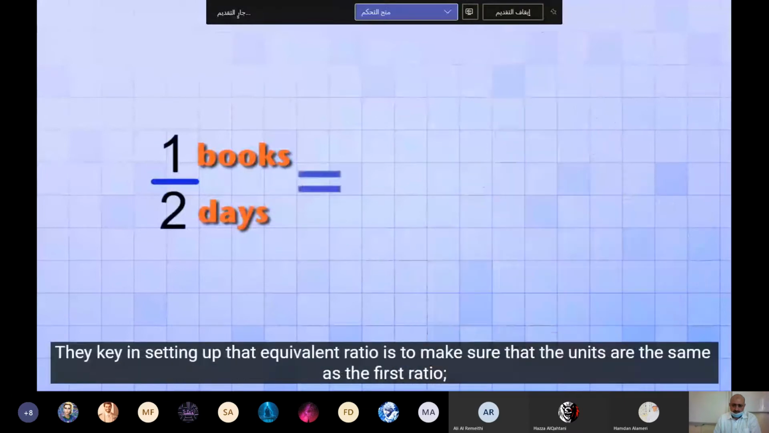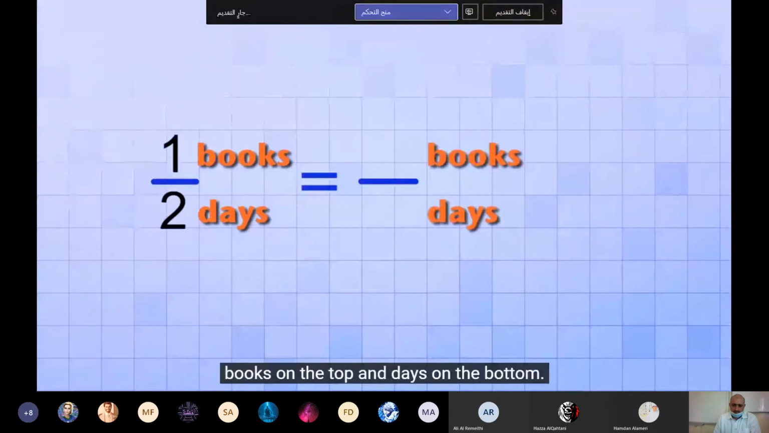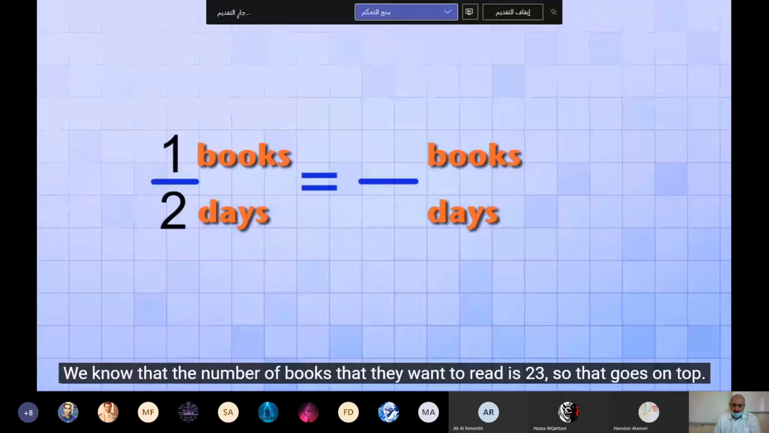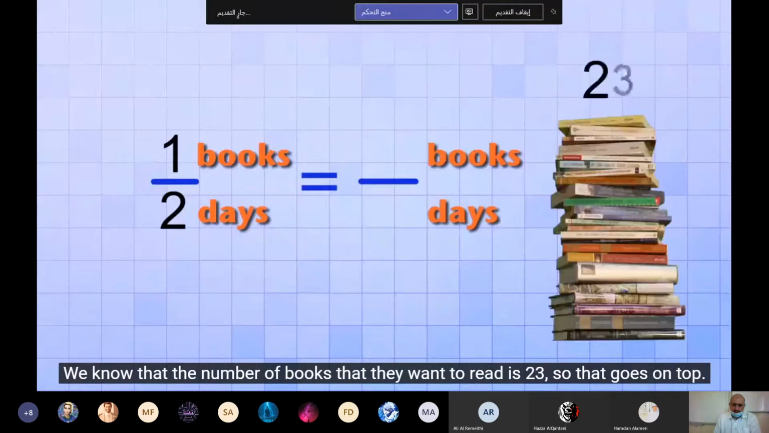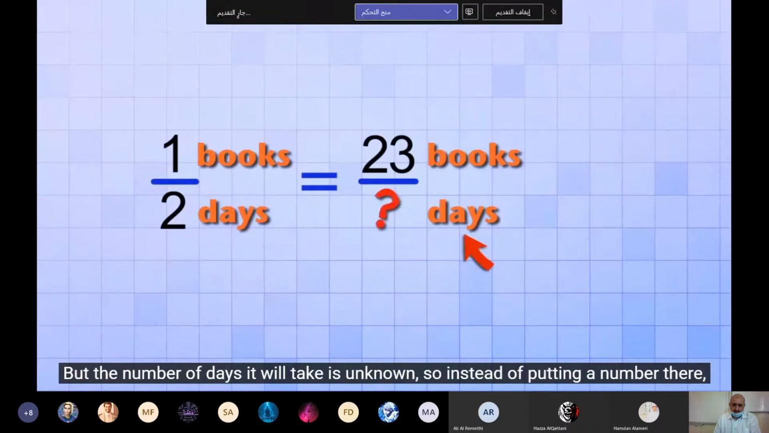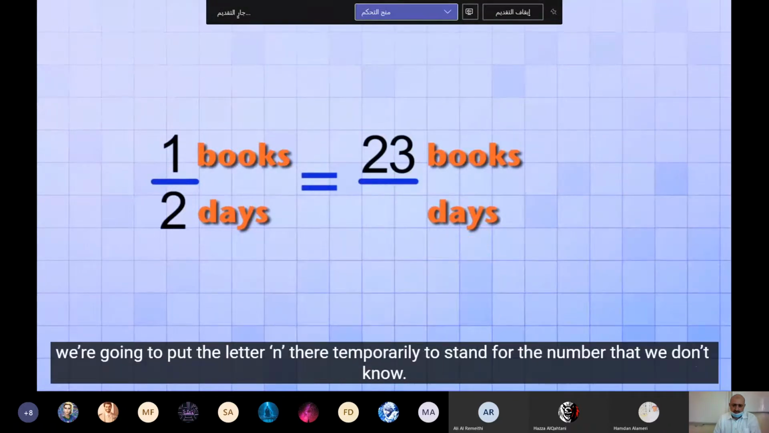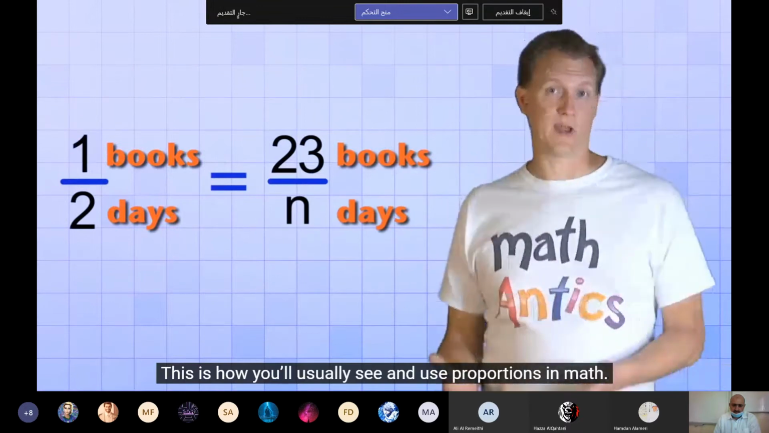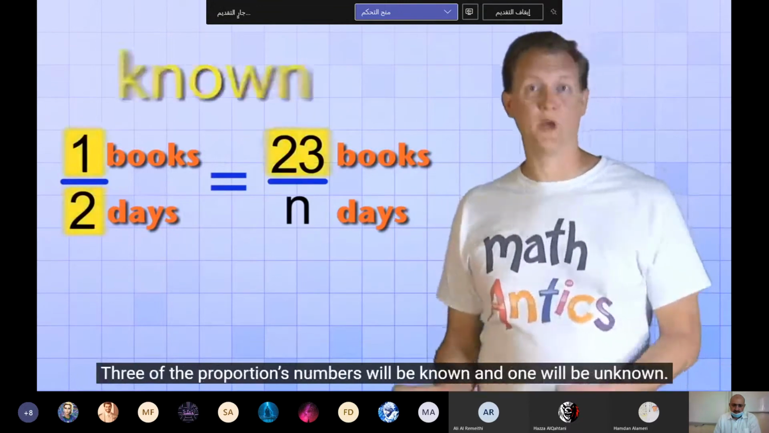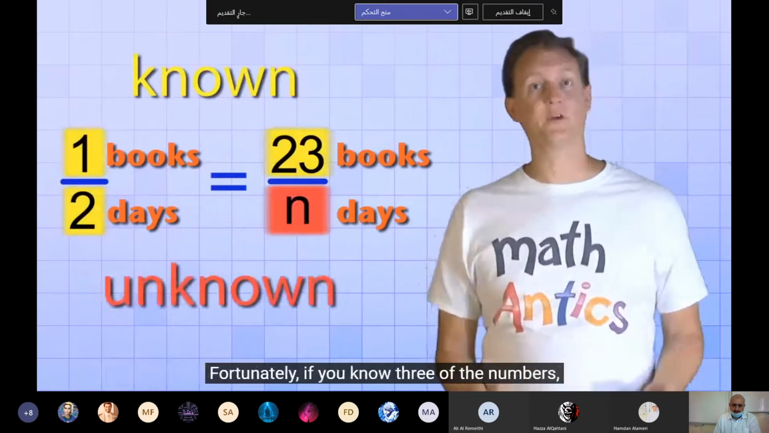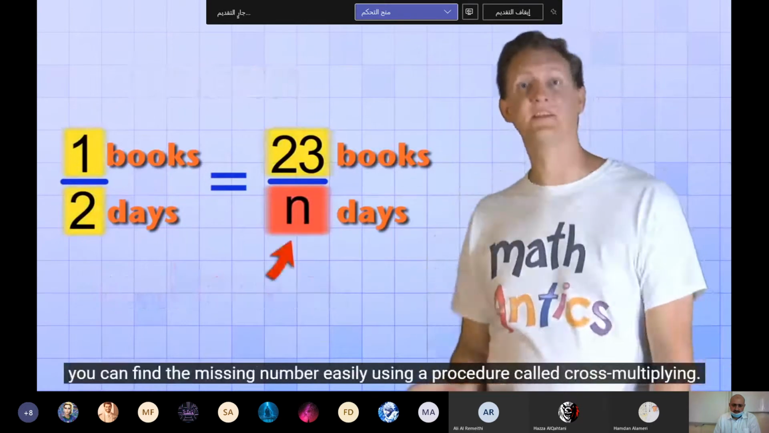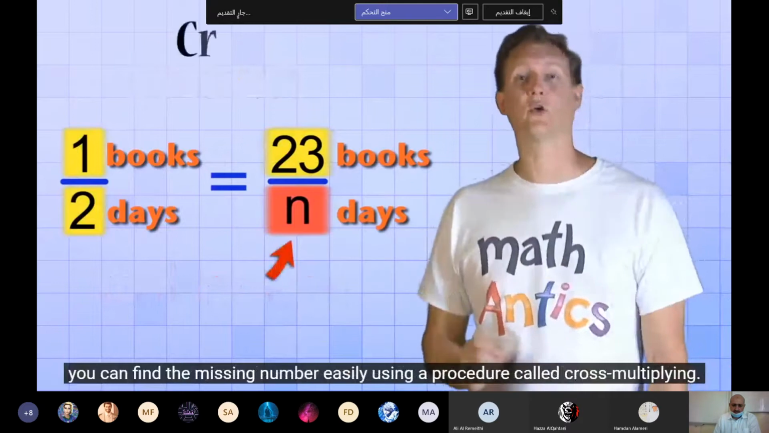The key in setting up that equivalent ratio is to make sure that the units are the same as the first ratio, books on the top and days on the bottom. We know that the number of books that they want to read is 23, so that goes on top. But the number of days it will take is unknown. So instead of putting a number there, we're going to put the letter n in there temporarily to stand for the number that we don't know. This is how you'll usually see and use proportions in math. 3 of the proportion's numbers will be known and 1 will be unknown. Fortunately, if you know 3 of the numbers, you can find the missing number easily using a procedure called cross-multiplying.